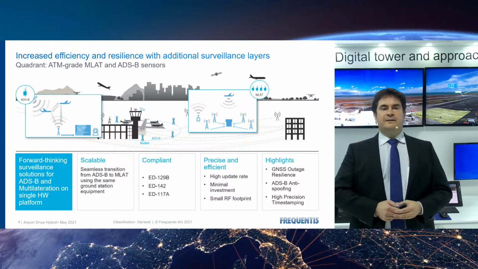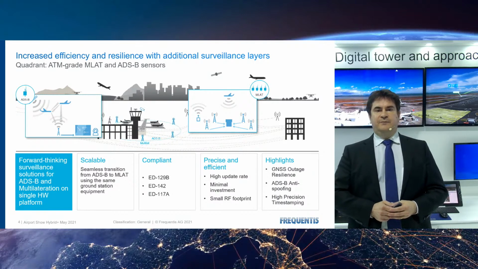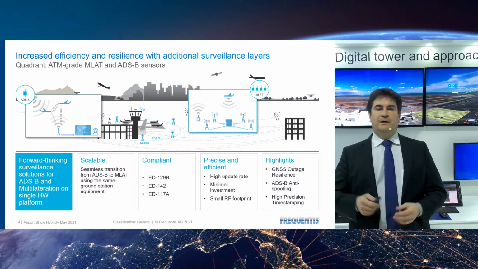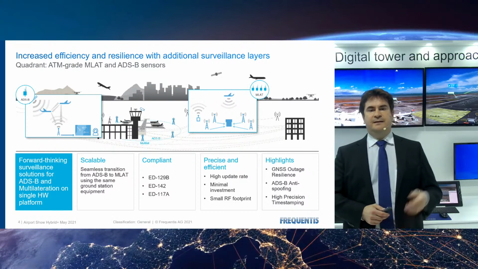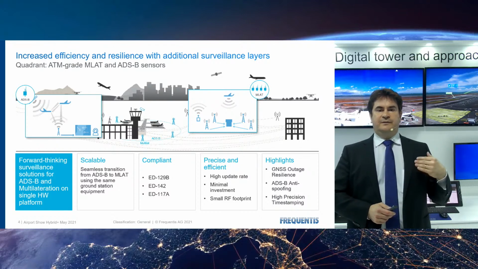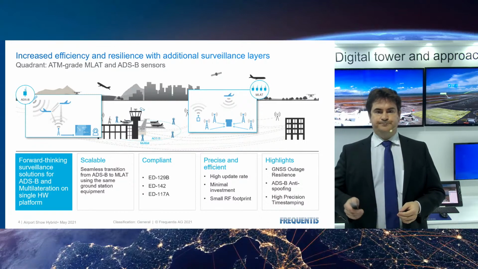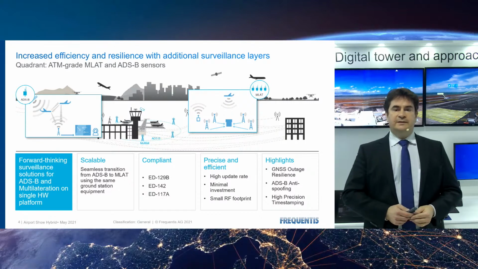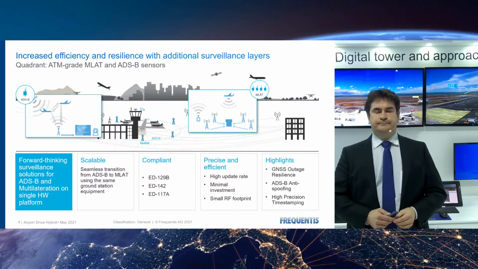This solution is called Quadrant and it's an M-grade MLAT and ADS-B sensor system. We are, of course, compliant to the different standards, like for ADS-B ground stations, multilateration, and SMACs. The advantage is that we here have a high update rate, a minimal invest in the beginning, and a small footprint of RF.